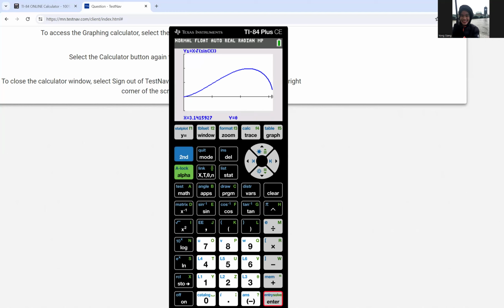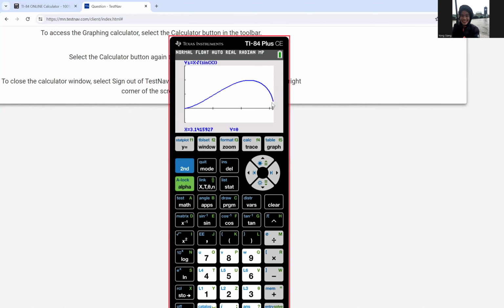If I press enter, you'll notice that here it says y is equal to 0, which means that the graph should be stretching all the way to 0. And for the rest of the domain that goes beyond x equals to 0 and x equals to pi, you'll notice that this function is invalid simply because sine x will be negative. You cannot square root a negative number.